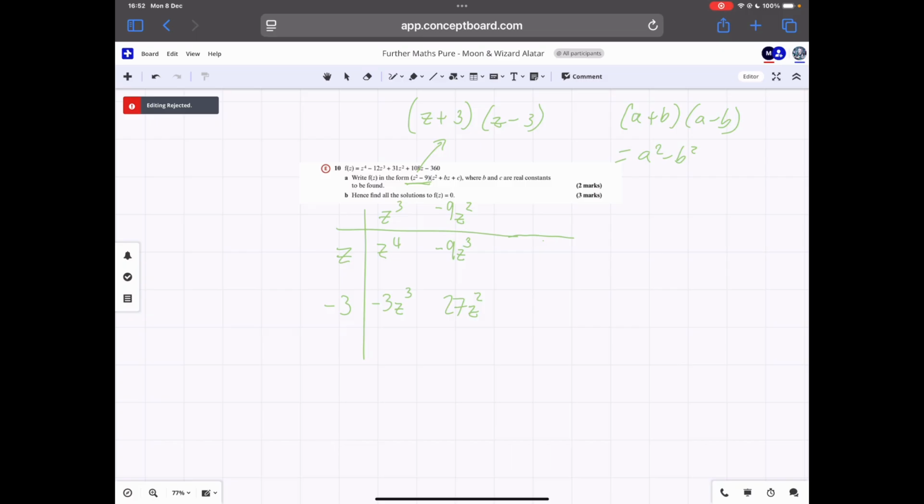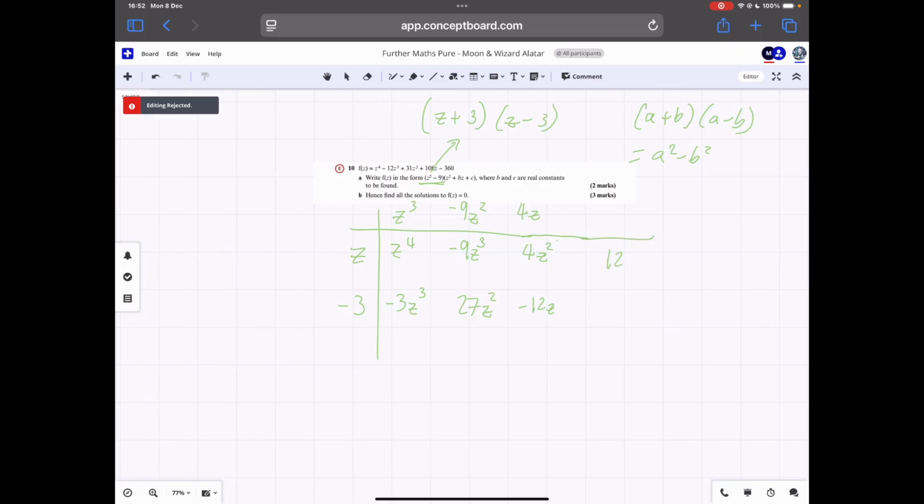Now from 27 to 31, you would need to add an extra 4, so 4z squared. 4z squared divided by z is 4z. 4z times negative 3 is negative 12z. Now let's do 12 and 108. So we would need 120 more z. 120 over here, and therefore this is negative 360.